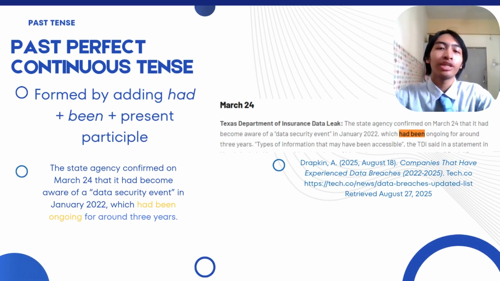Past perfect continuous tense is formed by adding had plus been plus present participle. For example, the state agency confirmed on March 24th that it had become aware of a data security event in January of 2022, which had been ongoing for around 3 years.